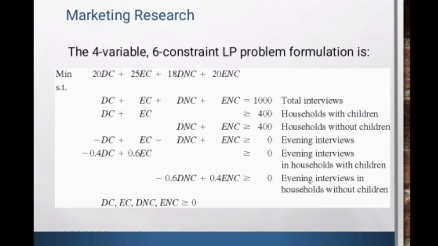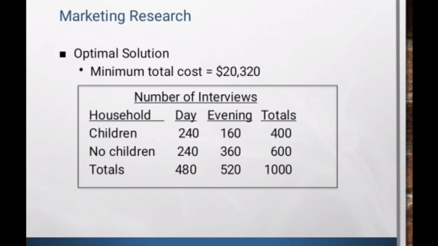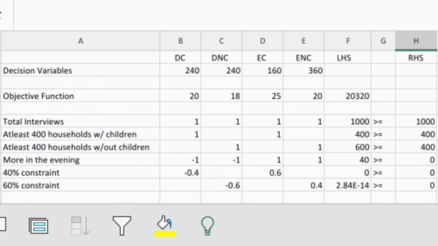So these are the objective function and the 6 constraints, and when we put these constraints in Excel and solve them, we can come up to the answer of the minimum total cost of $20,320. As we can see, the objective function is 20,320.